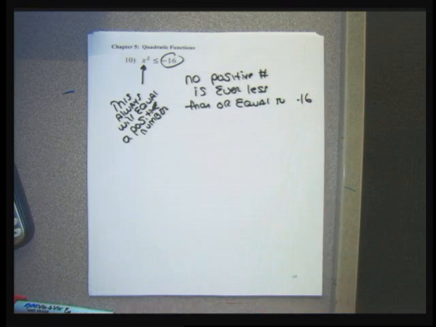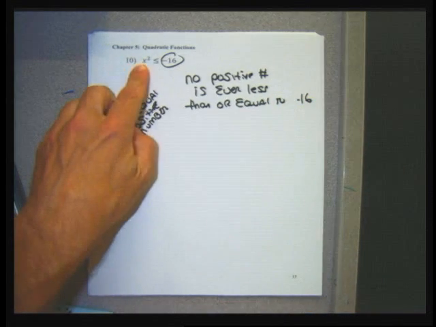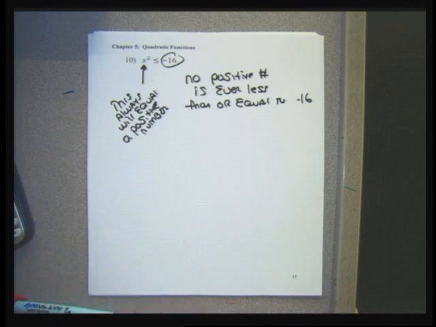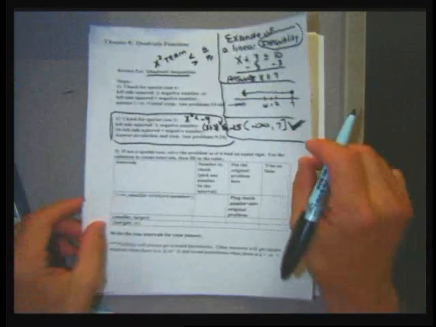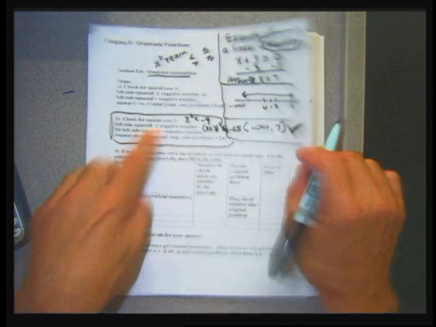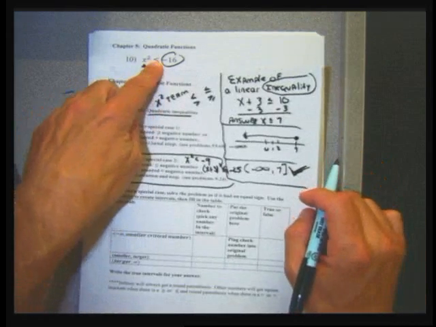And that's what I'm trying to find. I'm trying to find numbers I can plug in for x that when I square them I get a number less than or equal to negative 16. That's impossible. So this is special case 2. The left side is squared, the right side is a negative number. This has a less than or equal to negative number.